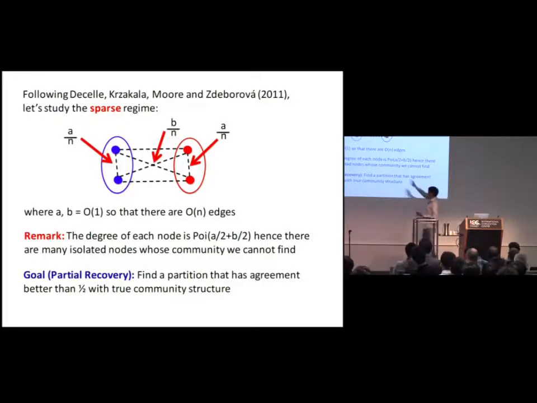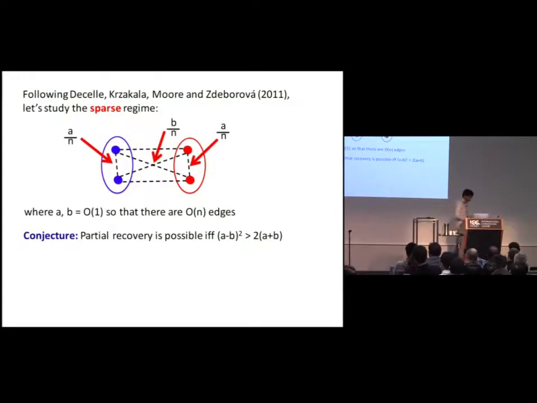The goal is, you're given a sample from this graph, and you want to find a partition of the graph into 2 pieces so that it's correlated with the true community structure, so that one of the pieces of your partition has, say, 3/4 blue nodes, and the other one has 3/4 red nodes. So you just want to beat random guessing for your bisection in this graph, and that's called partial recovery. We want to find a partition that has agreement better than a half with the underlying community structure. So for the rest of the talk, this is what I'll mean when I say solves the community detection problem.